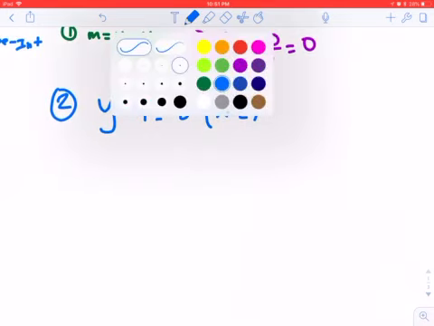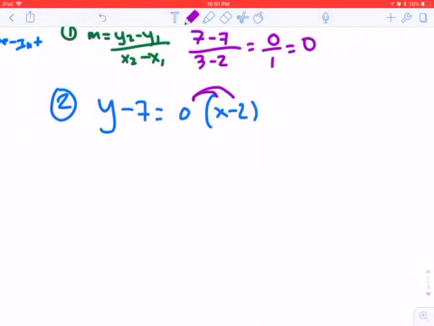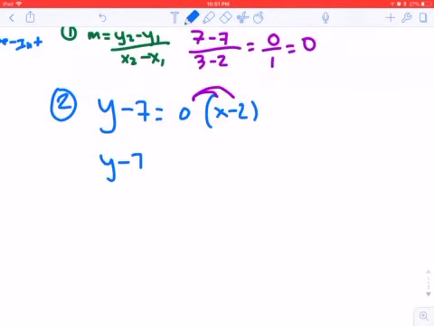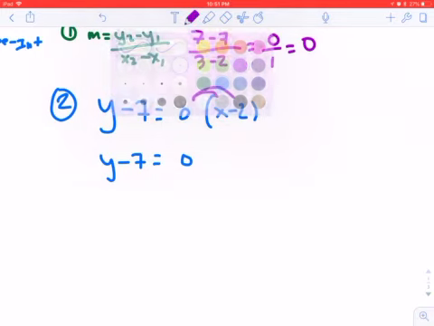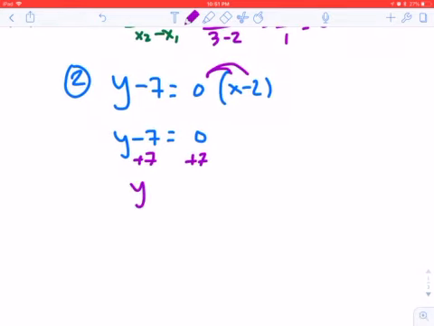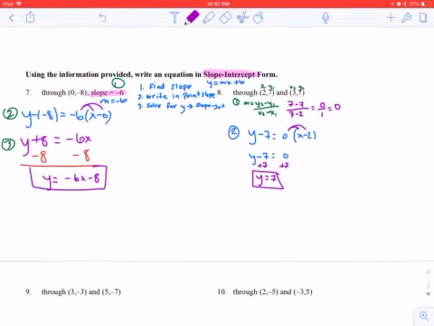So simplify this a little bit and distribute this 0. So I get y minus 7 is equal to 0. Because 0 times x is 0, 0 times negative 2 is 0. Then last step, plus 7 to both sides. Don't forget this step. So y is equal to positive 7. That's your third step.